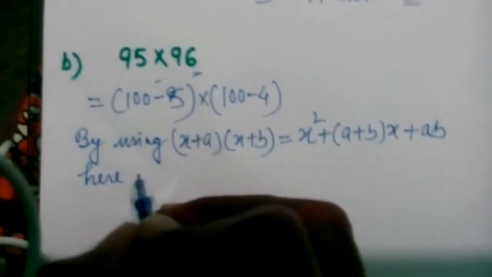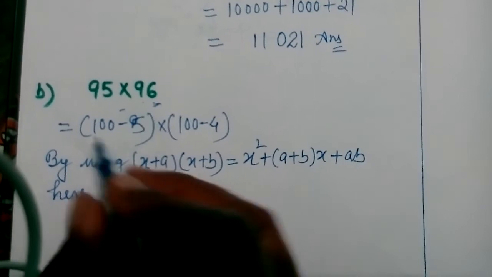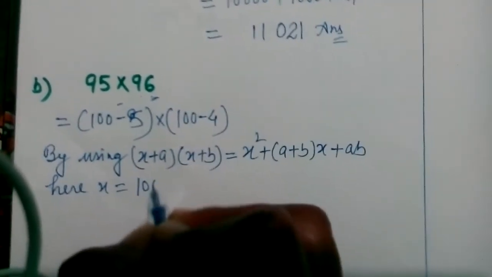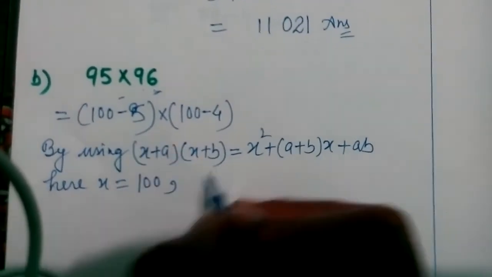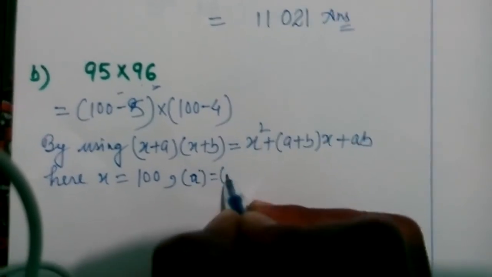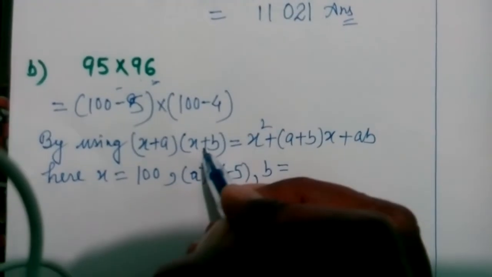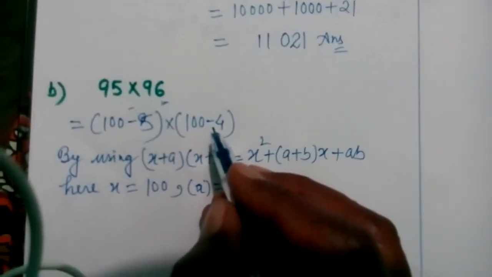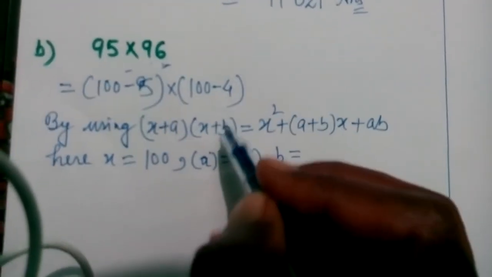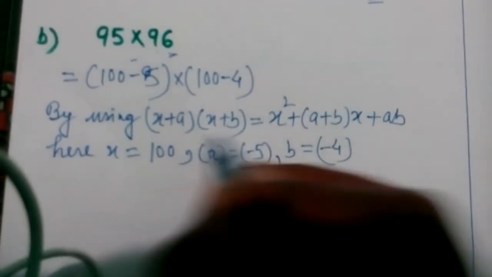Here, in place of x, it is given that it is 100, so x is equal to 100. In place of a there is minus 5, so a is equal to minus 5. And in place of b, here it is plus and here it is negative, so b is equal to minus 4. Now just put the values in the identity.